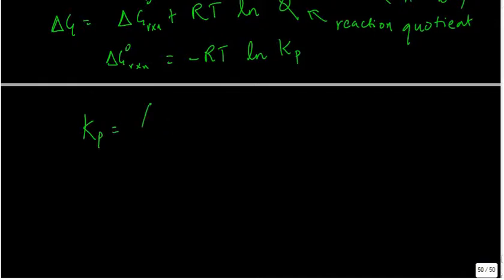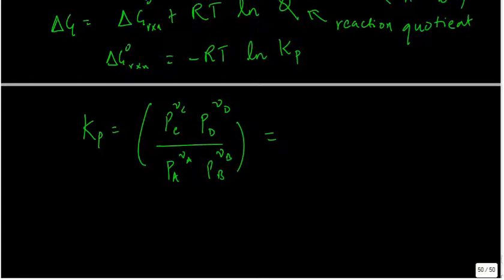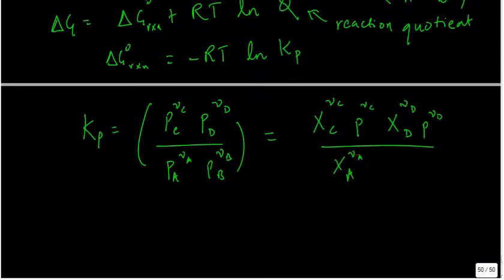You see, Kp was equal to partial pressure of C to the power nu C, partial pressure of D to the power nu D, by partial pressure of A to the power nu A, partial pressure of B to the power nu B. And if I invoke Dalton's law over here, then what I'll get is X of C to the power nu C times P total to the power nu C, X of D to the power nu D times P total to the power nu D, over X of A to the power nu A times P to the power nu A, X of B to the power nu B times P to the power nu B, and all these pressures I can just combine into one term because they are all the same.